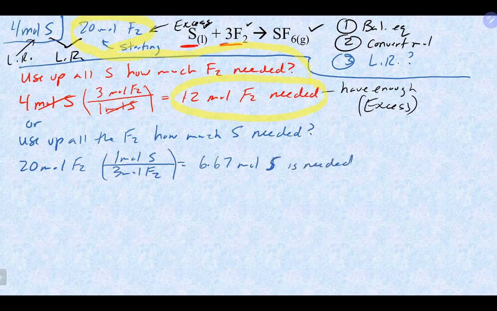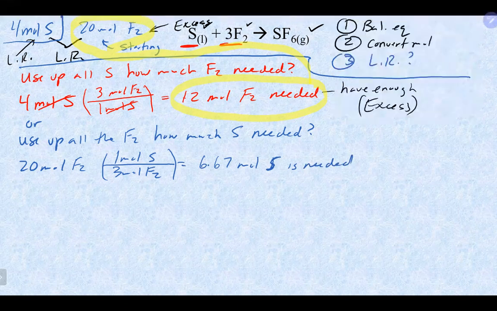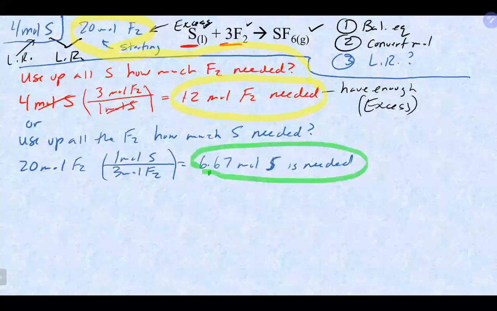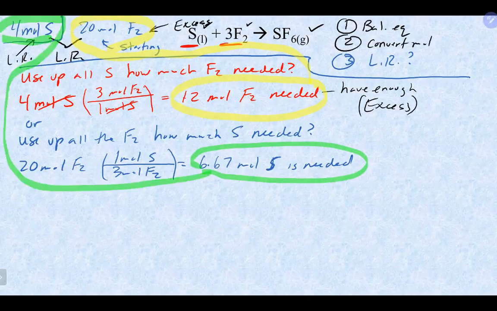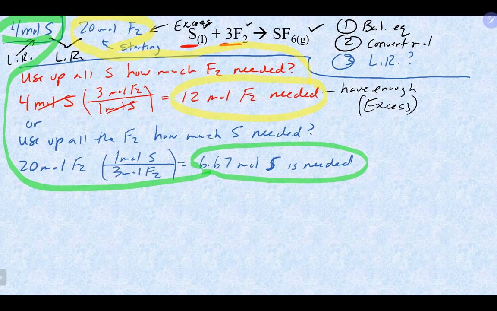So when I compare now between the sulfur that would be needed and the moles of sulfur I started with, 4 moles, 6 moles. Do I have enough sulfur? I don't. So if I chose this calculation instead, it would still tell me the same thing. In this case, I don't have enough, which tells me sulfur is the limiting and the F2 is the excess.